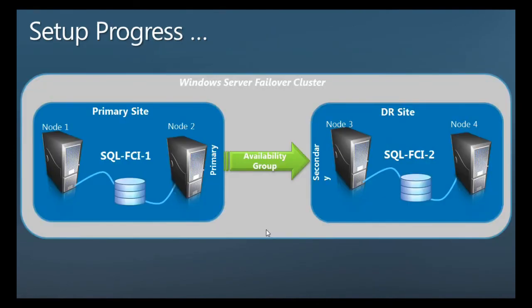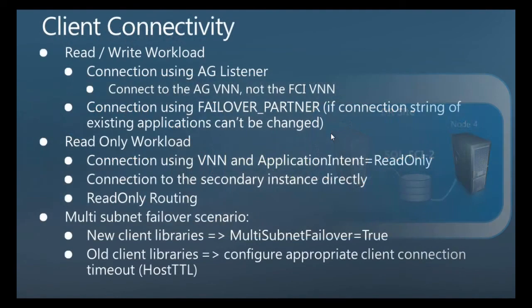Okay, now you set up the availability group between these two instances. So now you have the database-level failover for your DR solution. The same goes for client connectivity. I already covered that in solution 2, so everything in solution 2 for connectivity applies to solution 3.